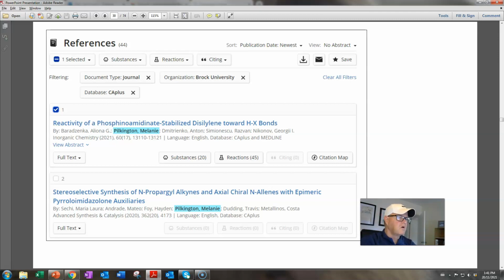So here's that one article, Radioactivity of a whatever, which has the name and different authors. It tells you it's in both databases. There are 20 substances, 45 reactions, and there's a citation match, which is kind of neat. It shows you who cited this document and what documents are cited by this particular paper as well. So you need to grab this as well. So 44 is the answer.